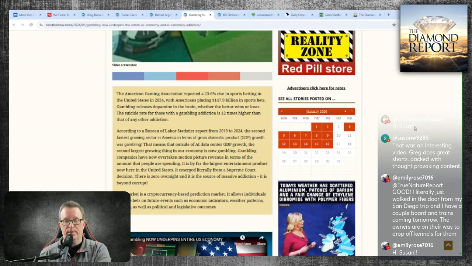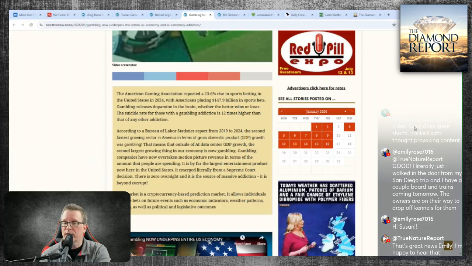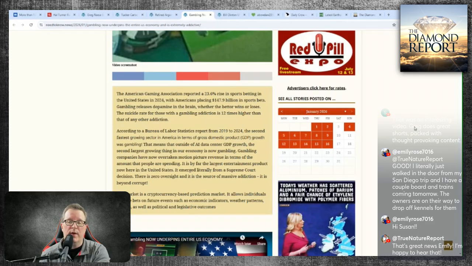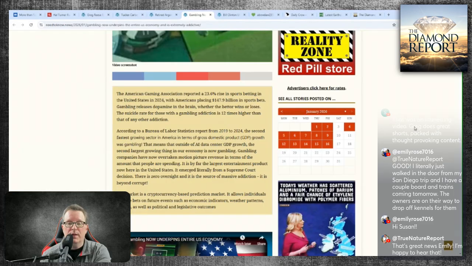According to the Bureau of Labor Statistics report from 2019 to 24, the second fastest growing sector in America in terms of gross domestic product growth was gambling. That means that outside of AI data center GDP growth, the second largest growing thing in our economy is now gambling. Gambling companies have now overtaken motion picture revenue in terms of the amount that people are spending. It is by far the greater entertainment product now here in the United States. It emerged literally from a Supreme Court decision. There is zero oversight, and it is the source of massive addiction.